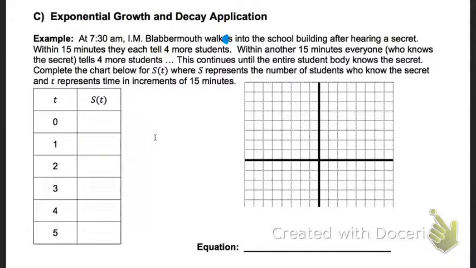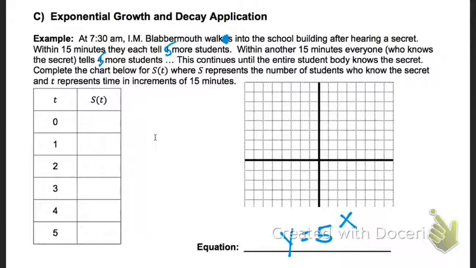Okay, so we're going to say the equation is y equals 5 to the x. We're going to say that they tell 5 people, okay? So every 15 minutes, 5 people tell 5 more people, tell 5 more people. But I thought it was 4. It's 4. We're doing 5. I'm changing it to 5 because I like 5 better.